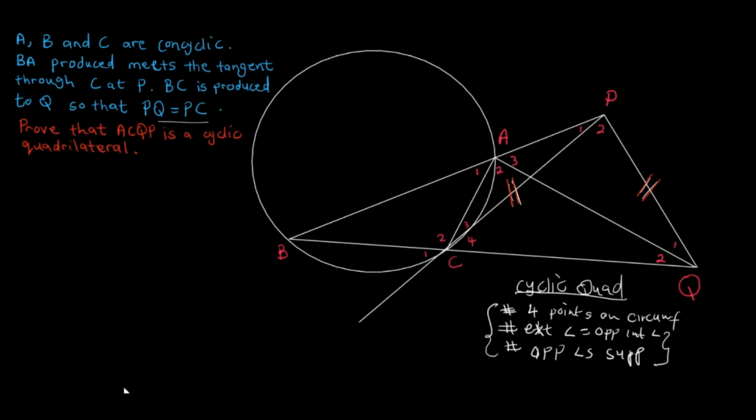PQ is equal to PC, right? That should give us an indication on where to start, right? So if PQ is equal to PC, therefore the base angles are equal, right? Meaning that the angle here is equal to this angle here, right? So we can just state that down and say angle C is equal to angle Q. Reason for that is PC is equal to PQ, right?